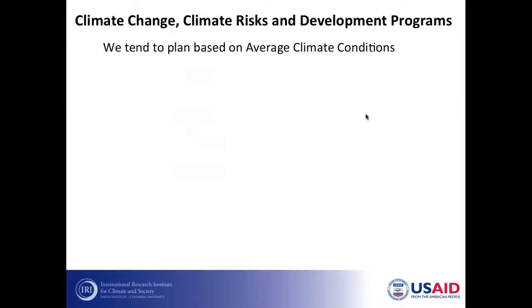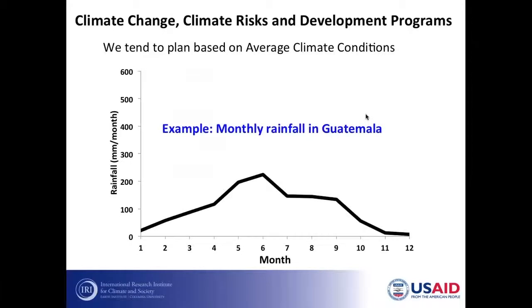Another interesting issue in trying to incorporate climate information into planning is that we often tend to plan based on average climate conditions, what in climate science is called the climatology, the long-term means. For example, this figure shows the long-term average monthly rainfall in one site in Guatemala. The figure shows the monthly rainfall for January, February, March, April. And this type of information is what farmers, for example, take into consideration to decide when to plant a crop. What crop should they plant?